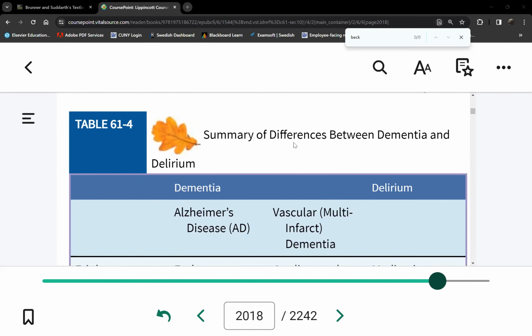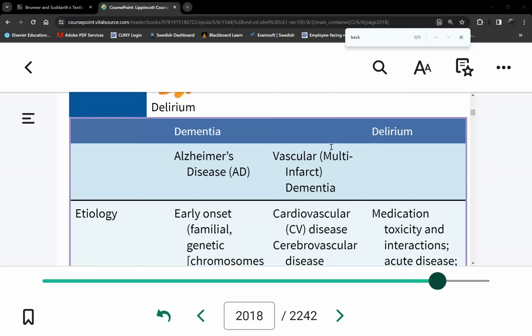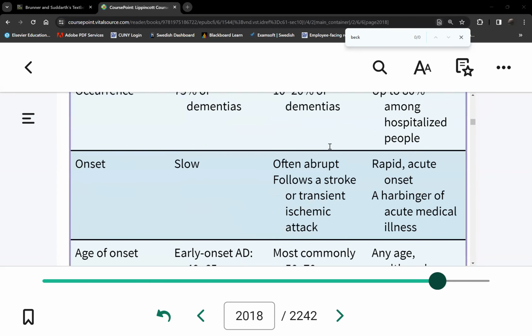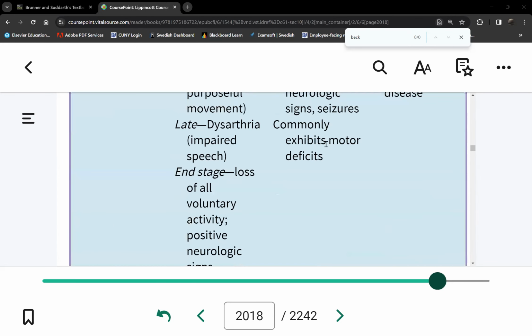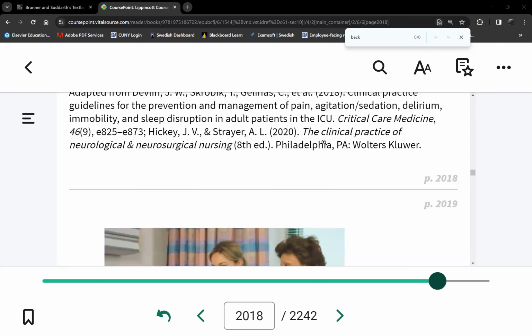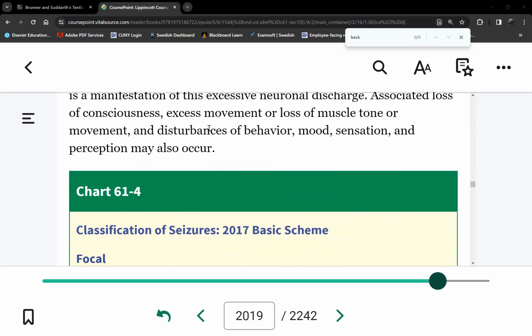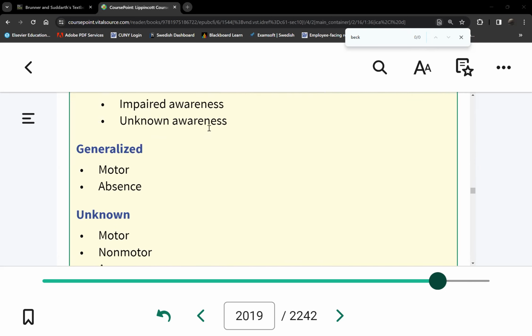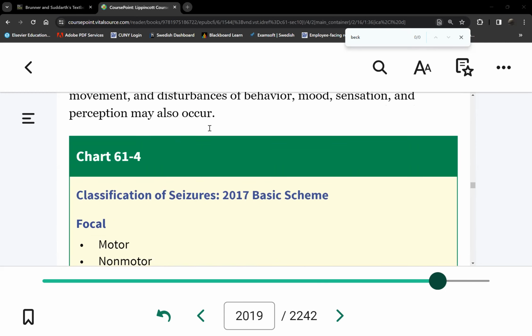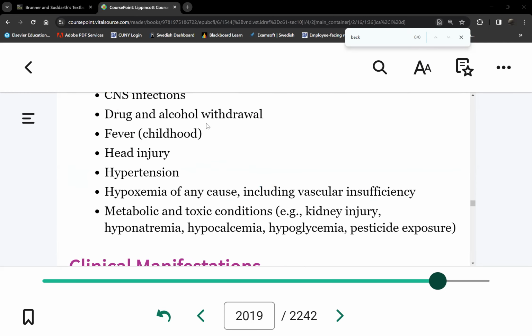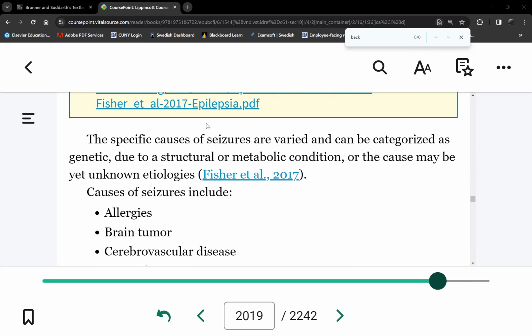Table 61-4, I really don't have any questions on this table, so we'll skip that. Let's focus on seizures. Now, if the patient's seizure has an identifiable cause, which is listed in this chart. Now, these are the different types of seizures. All right, so here are the causes.